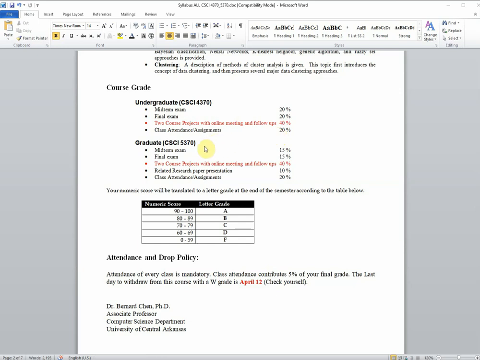For graduate students, your distribution is very similar. You have 2 exams, each one worth 15%. You also have 2 course projects with online meetings and follow-ups, and that is the same thing, another 40%.